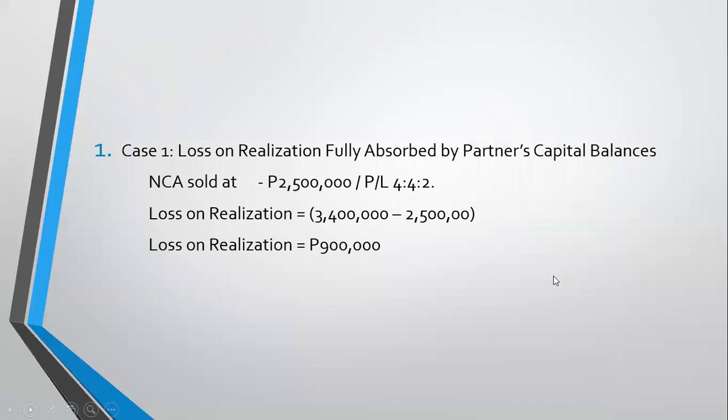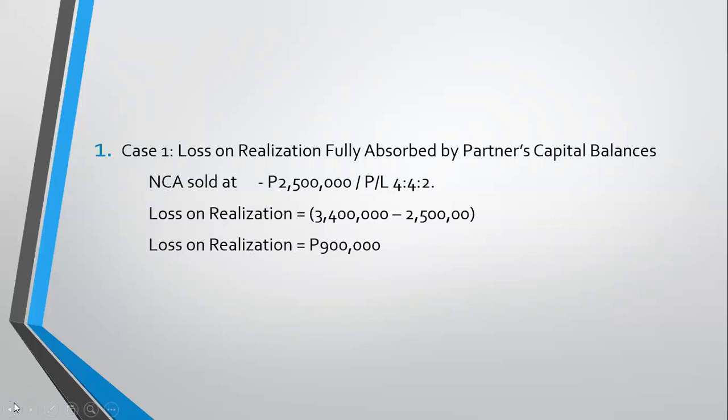So for case number 1, let us assume that the loss on realization is fully absorbed by partners' capital balances. So let us assume that the non-cash assets are sold for 2.5 million. So yung kanilang P&L is 40%, 40%, and 20%. The loss on realization, how are you going to compute for the loss on realization?